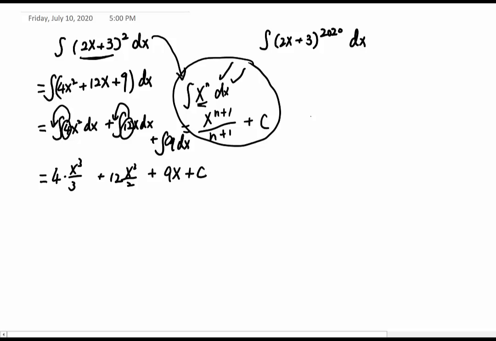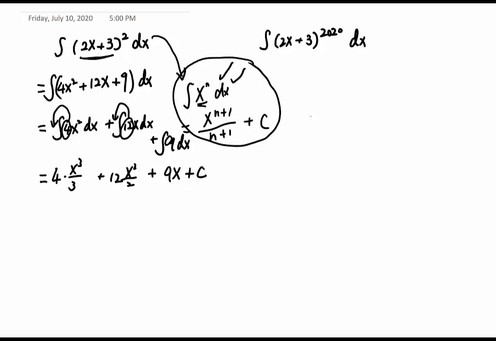So it's not very hard to solve this. However, if we want to apply the basic integration to my second problem, that's not going to be easy because our exponent here is 2020. That's a huge number. Expanding this expression is going to be hard.